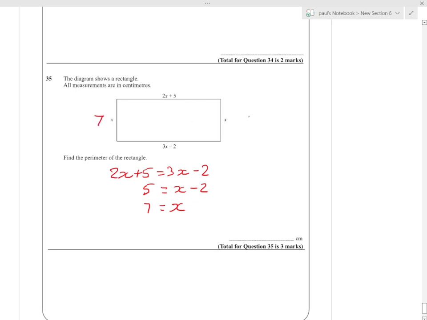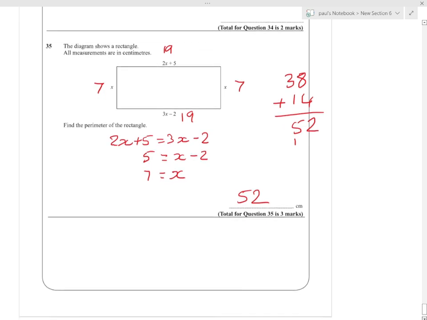Now, replace these x's with 7. So we've got 7 there and 7 there. And 2 times 7 is 14, plus 5 is 19. 3 times 7 is 21, take away 2 is also 19. So we've got 38 plus 14, which is 52. Oh, I'd forgotten how to do those sorts of questions.